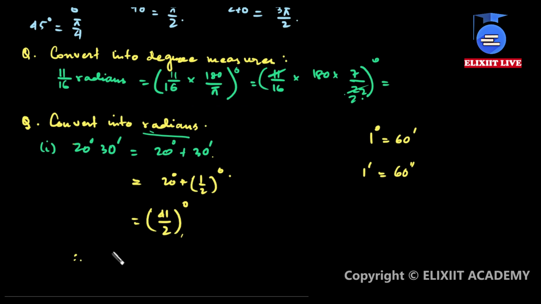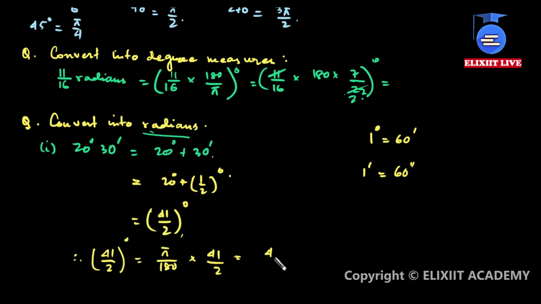Therefore, 41 by 2 degrees in terms of radians will be what? To convert this in terms of radians, we take pi by 180 times 41 by 2. In terms of radians, this will be 41 pi by 360.